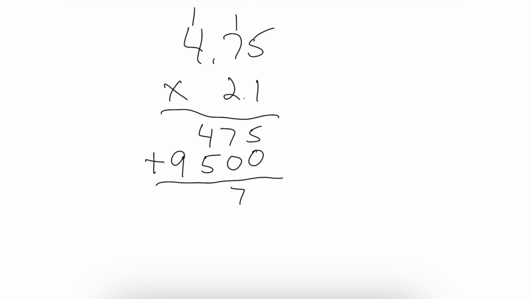We'll add. 4 plus 5 is 9. 9 by itself is 9. Next we'll count where our decimals are. So we have 1, 2, 3. 1, 2, 3. Our decimal goes right there.